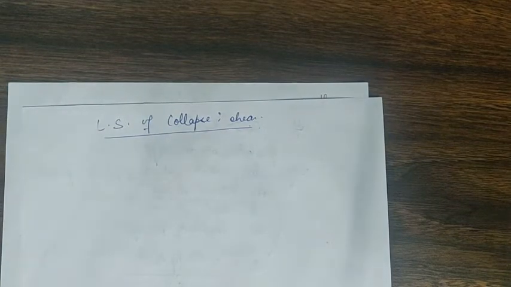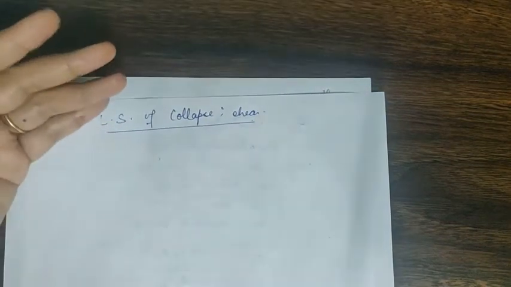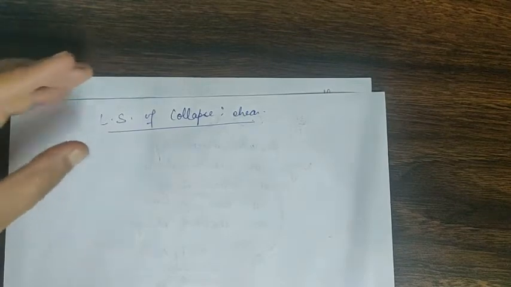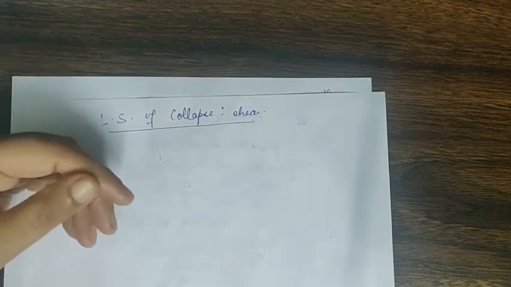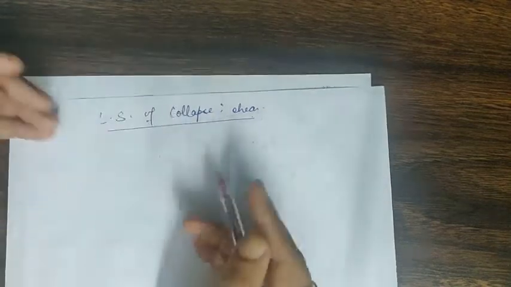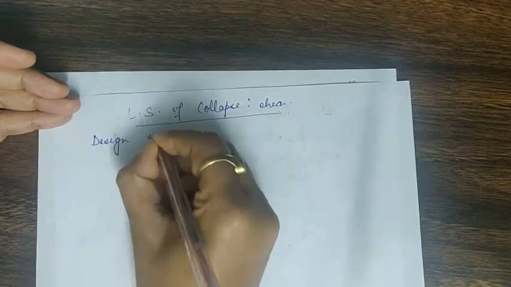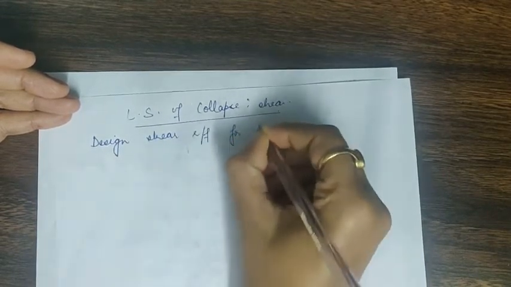I am directly talking about how we are to design the shear reinforcement. Generally all these things will come in one design only. But because we are doing one step at a time, we will club everything when we design singly reinforced or doubly reinforced beams. Okay. So what is the question? You are to design shear reinforcement for the beam.